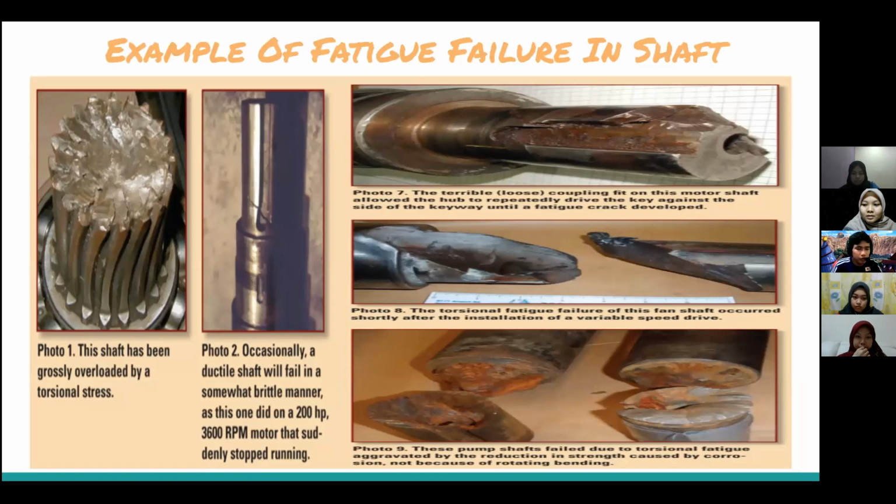The first photo happened due to overloading by torsional stress, while the second image happened due to the motor suddenly stopping. This is another fatigue failure example of shaft.